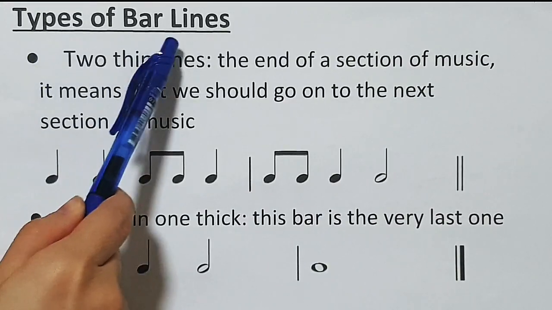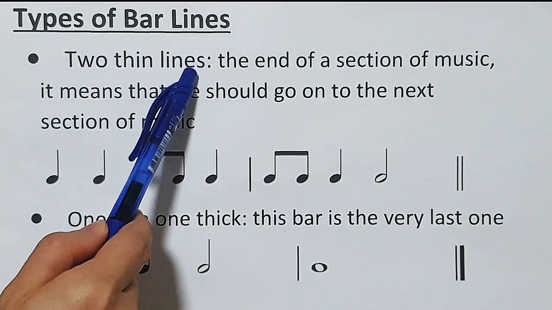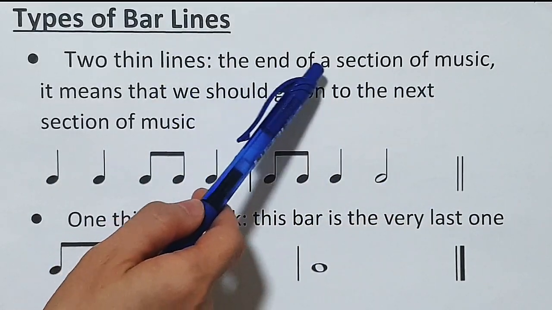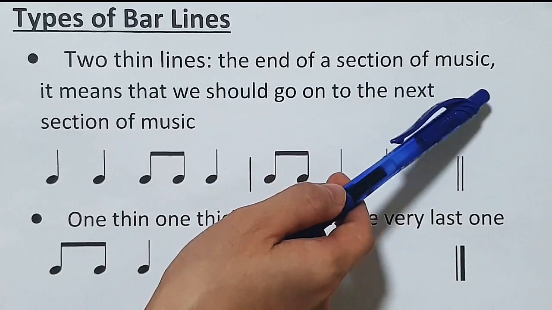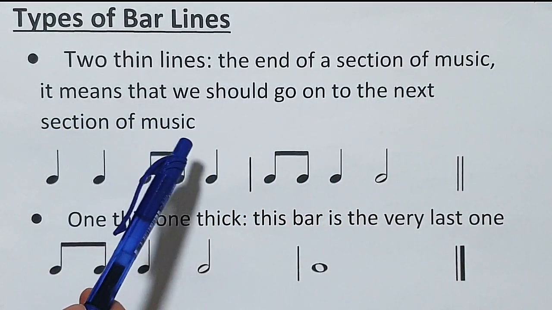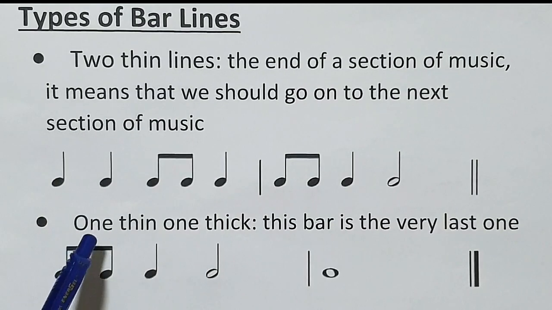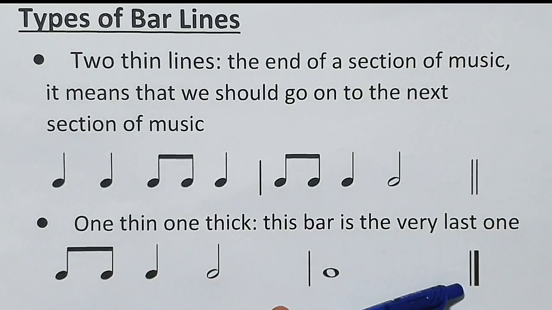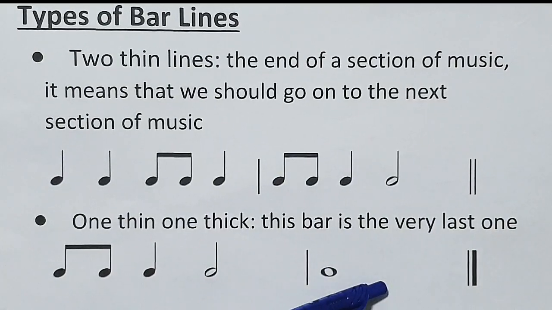Let's see the different types of bar lines. 2 thin lines, just like this. It represents the end of a section of music. It means that we should go on to the next section of music. Another type of bar line, 1 thin, 1 thick, just like this. It means that this bar is the very last one.